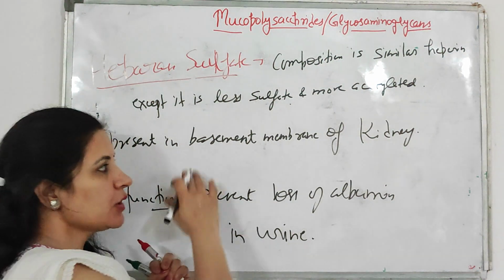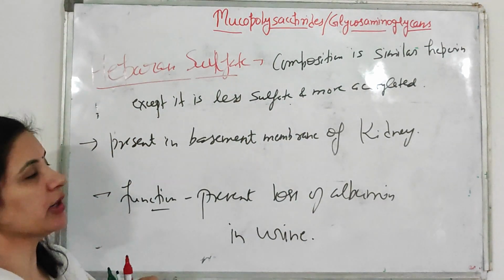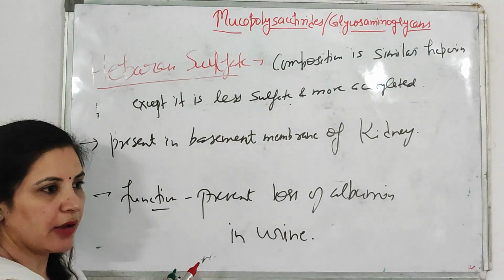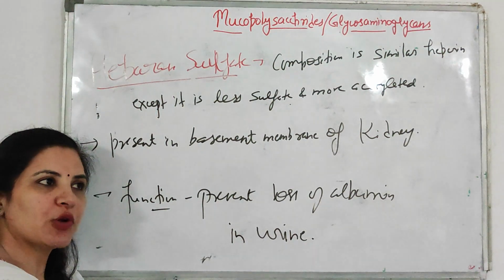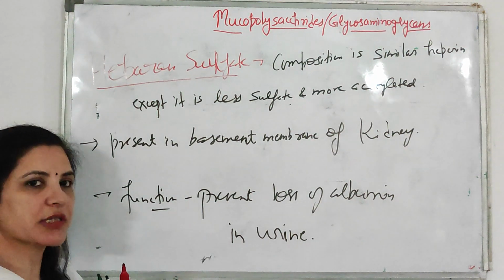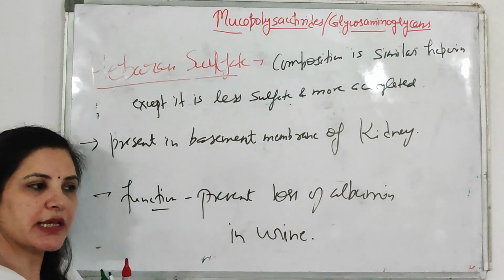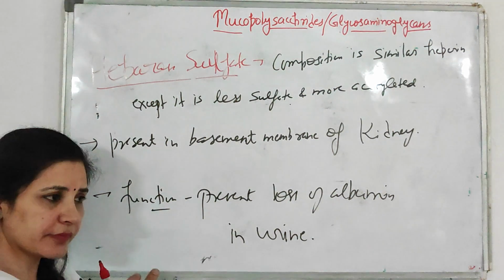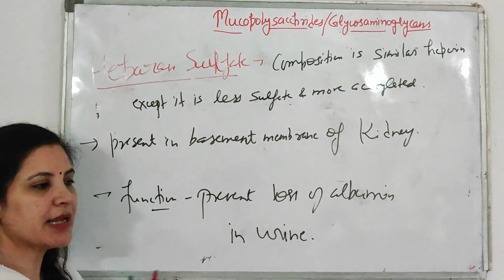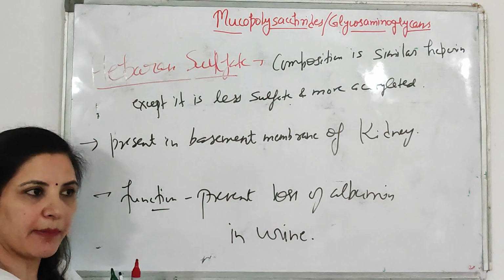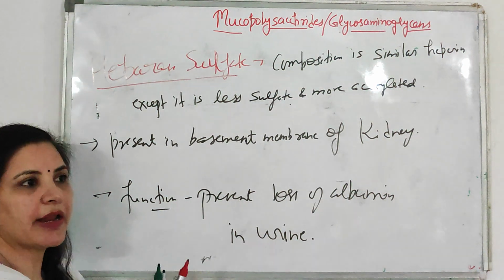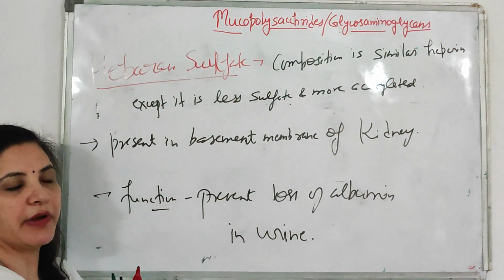Okay. So this is all about your GAGs. GAGs are also known as mucopolysaccharides. Why are these known as mucopolysaccharides? Because these were first discovered in mucin, and mucin is mucus in nature. Next important, what are the examples? Hyaluronic acid, chondroitin sulfate, dermatan sulfate, keratan sulfate, heparin, and heparin sulfate.